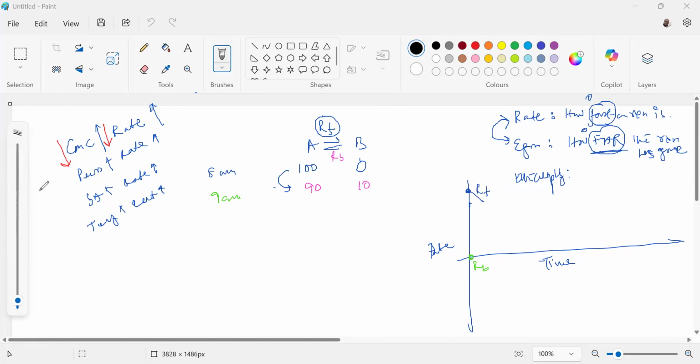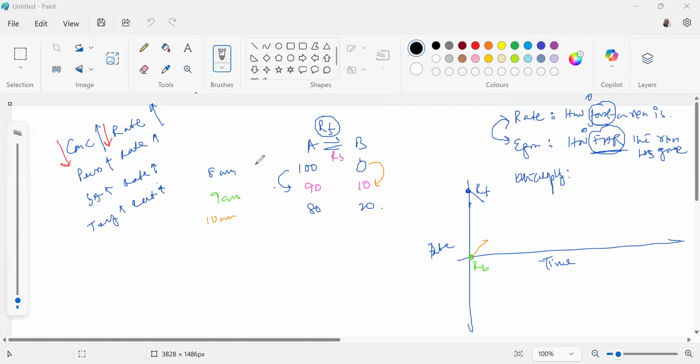Now, the rate of the backward reaction will be increasing or decreasing? It was 0, it was 10. So it will increase, isn't it clear? Now again, you have gone to the lab at around 10 a.m., and suppose 10 more got transferred. 80, 20, right? Understood.